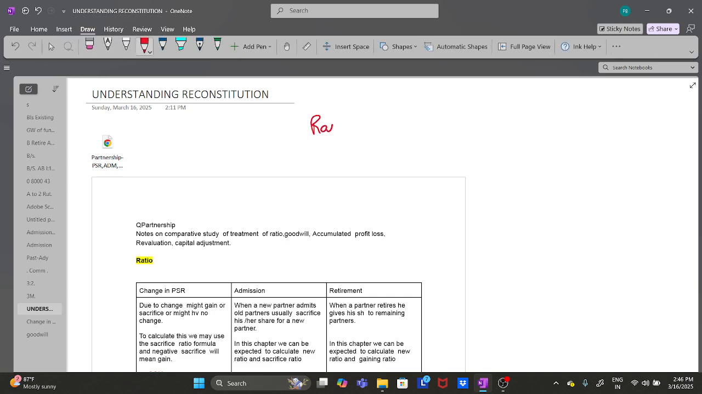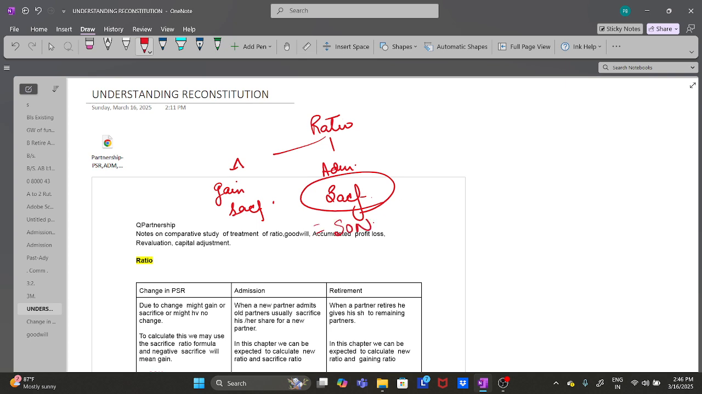First thing is ratio, which is involved. So in change in ratio, someone gains, someone sacrifices. Whereas in admission, what happens is usually we find people sacrifice their share for the new person. So we find the sacrifice ratio. And the formula for that is SUN. SUN means sacrifice is equal to old minus new ratio.